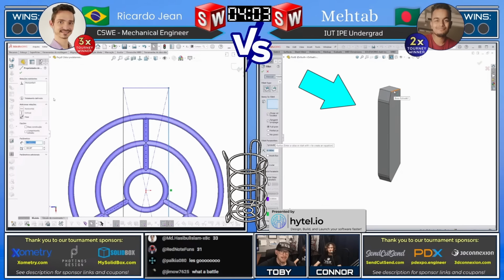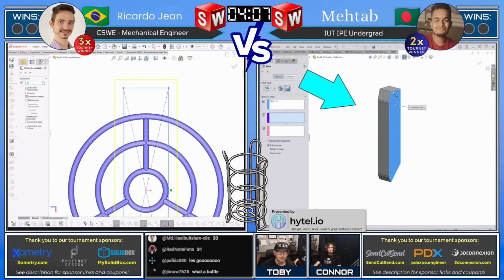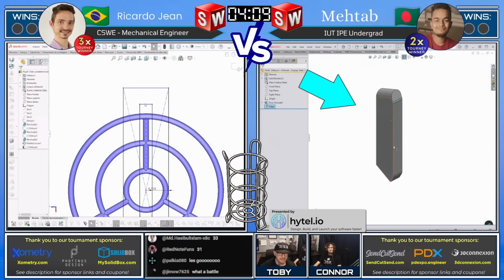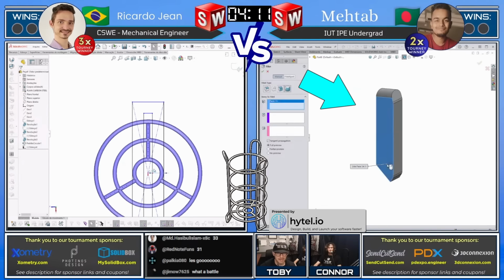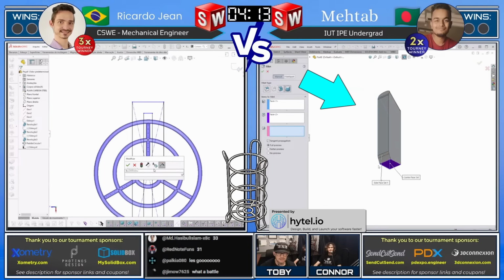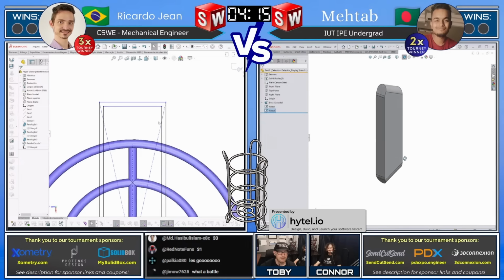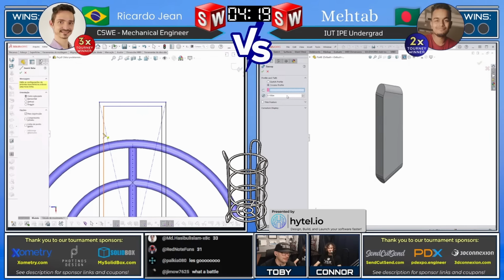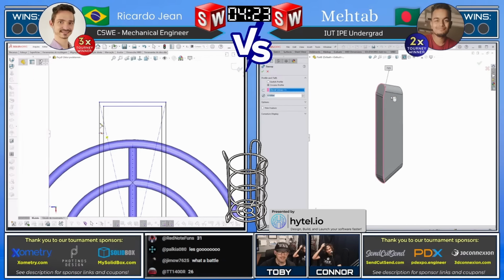Look at Mehtab using one of my favorite tricks in the world of 3D CAD, which is when you've got a complicated 3D sweep path, maybe you can simplify it if you know a couple of tricks. It looks like Mehtab is going to be using some of those tricks to construct these legs. Let's see what he ends up doing here.